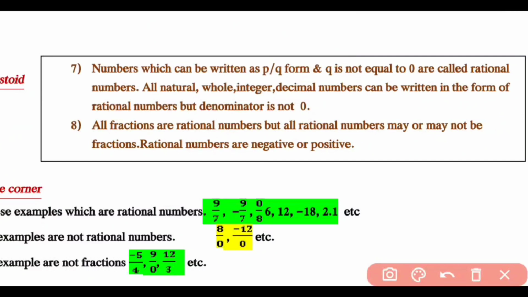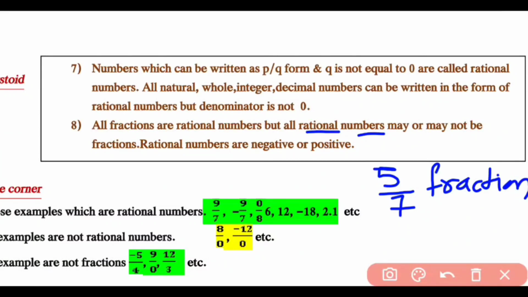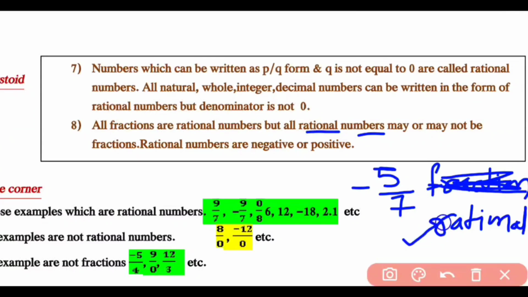When we write a minus sign or negative sign, then such a number is known as a rational number, but that number is not a fraction. Okay, if I write only 5 upon 7, then it is a fraction also, and it is a rational number also. But when I put a minus sign in front of 5 upon 7, it will not be a fraction. It is only a rational number, because a negative sign cannot be written in front of a fraction. These things you all have to remember always.